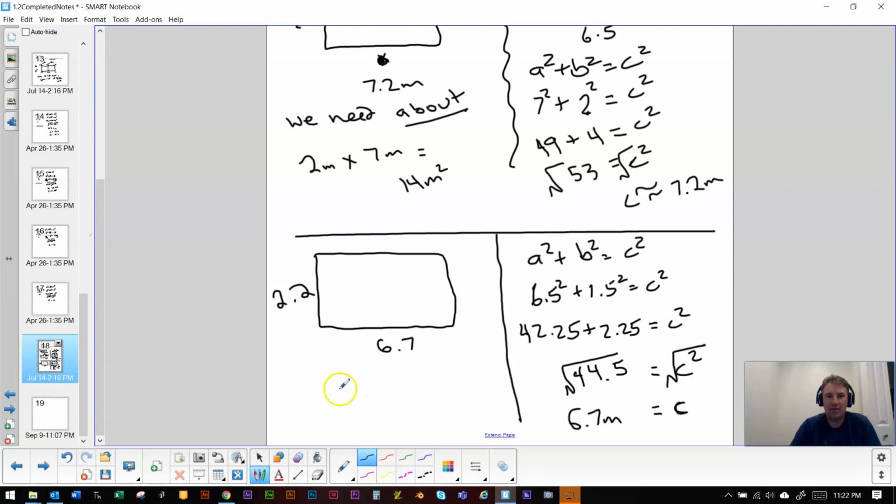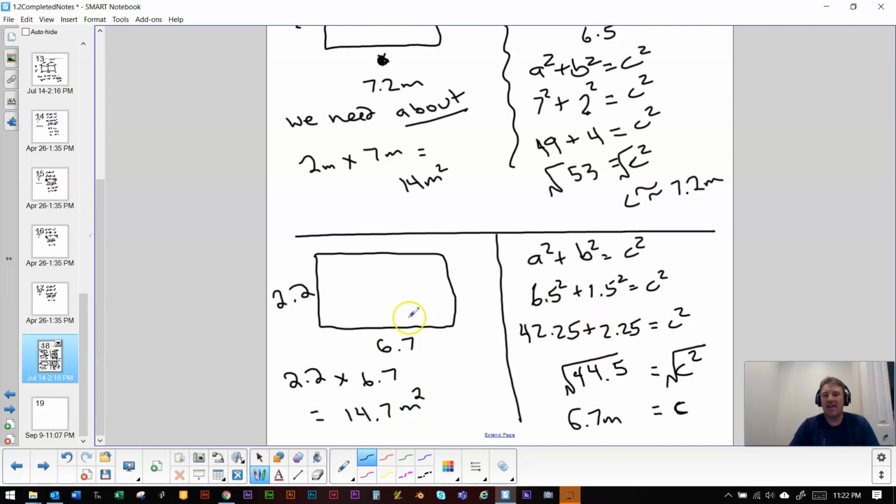6.7 meters. And so the exact amount of carpet we need is length times width for the area of a rectangle. So we need 2.2 times 6.7 equals, okay, 2.2 times 6.7 is going to equal 14.7. I'll just round it to 14.7 meters squared.